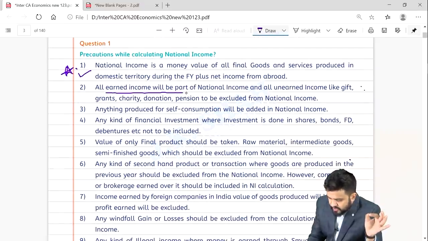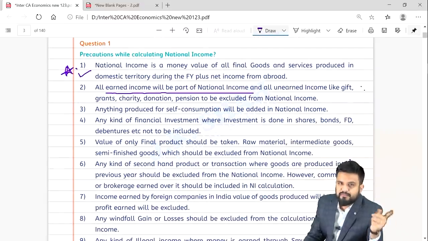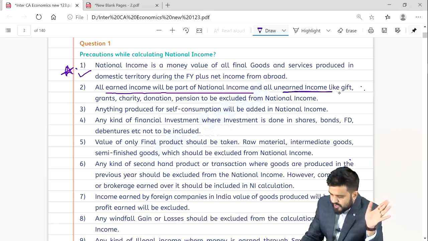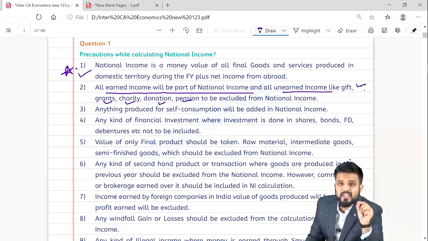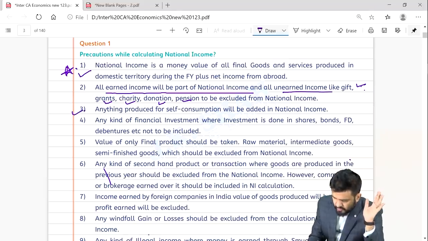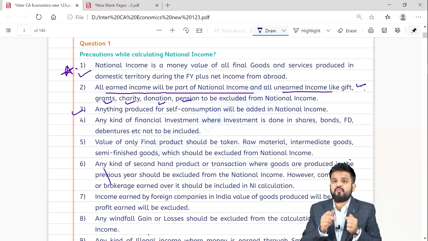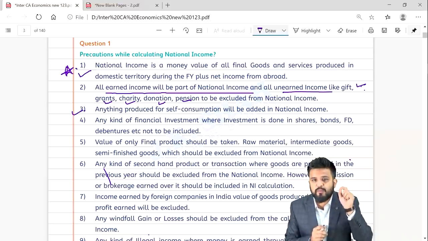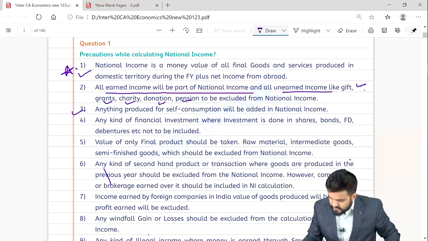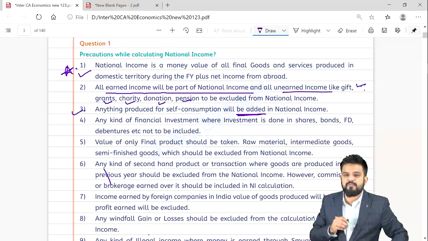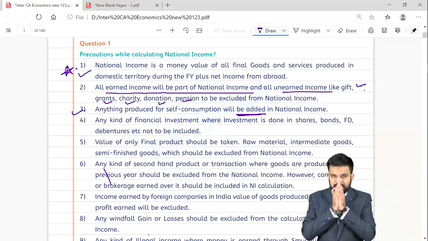All earned income should be a part of national income. Just now we discussed unearned income like gift, grant, charity, donation, pension should be excluded. Third says, anything produced for self-consumption should be added.